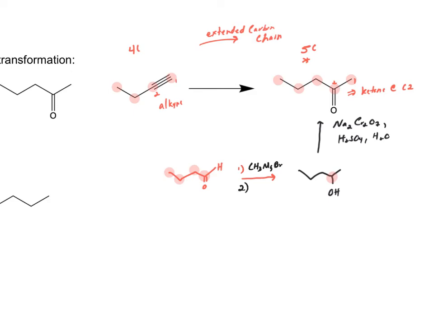And then in a second step I added water to protonate the resulting alkoxide. This is exactly what I would get as a result, an alcohol, right? Again, with the Grignard reagent, we have an aldehyde or a ketone.